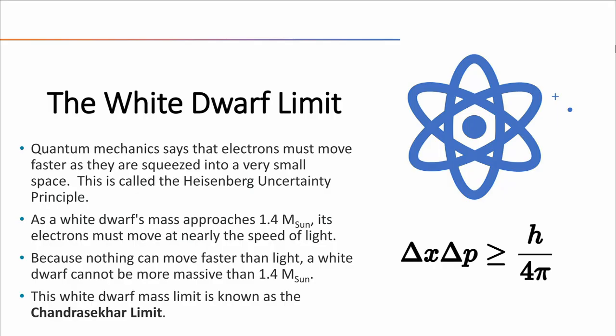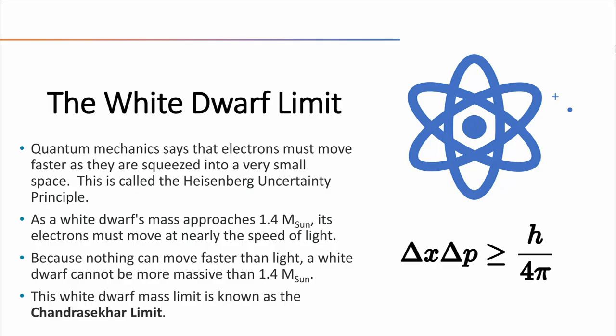So when you keep adding mass to your white dwarf, you're making it more and more compact, so you're leaving less and less space for your electrons to exist. You're decreasing the uncertainty in the position, and therefore you're increasing the uncertainty in your momentum. If you do that enough, you get to where your momentum means that your electrons have to be moving at the speed of light. And we know that nothing should be moving faster than the speed of light. The mass limit that causes that speed of light velocity is 1.4 solar masses.